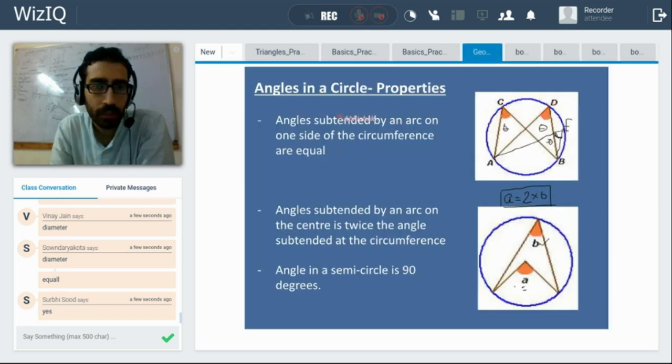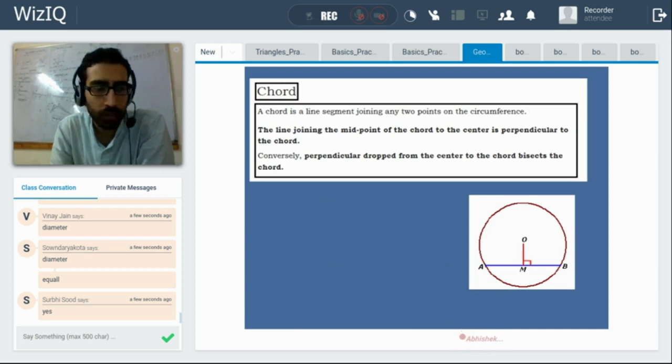This is important. So angle in a semicircle is 90 degrees, very important property. Let's move ahead.